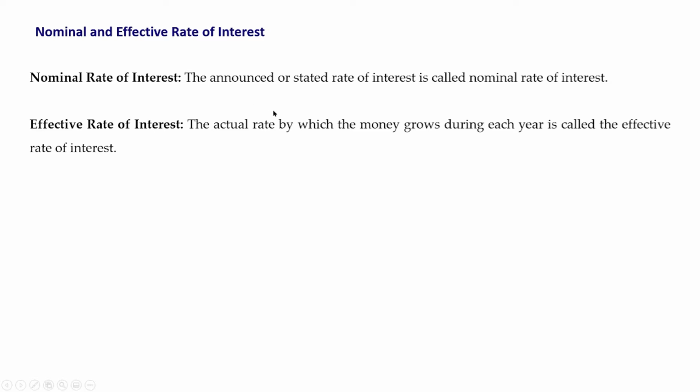The announced or the stated rate of interest is called the nominal rate of interest. For example, if the stated rate of interest is 6% per annum, then the nominal rate of interest is 6%. The effective rate of interest is the rate by which the money grows during each year. Now, if this 6% is compounded, say, monthly, then the effective rate of interest will be different from this 6%.